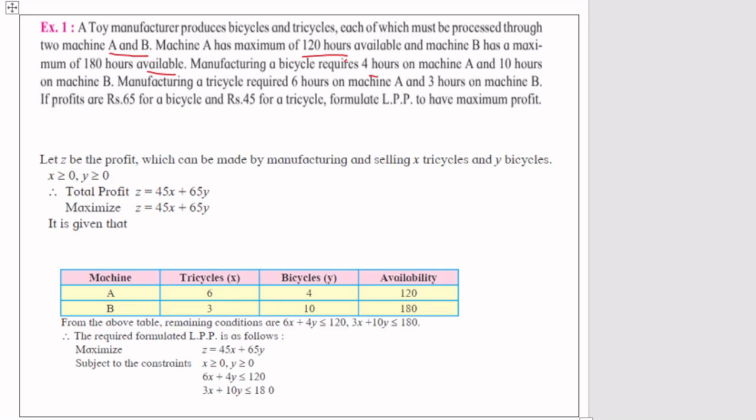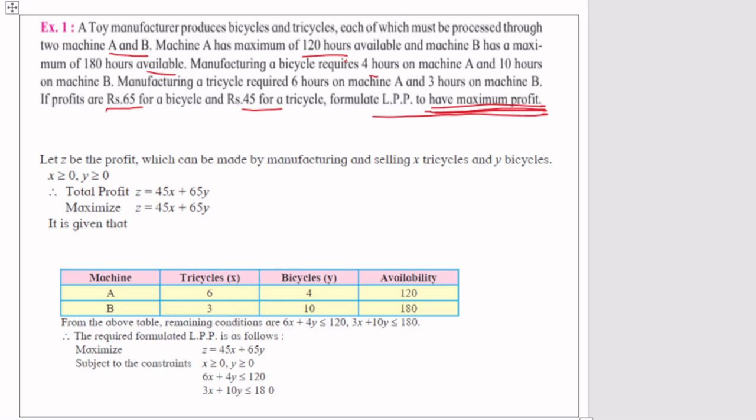Next, manufacturing a tricycle requires 6 hours on machine A and 3 hours on machine B. If the profit on a bicycle and a tricycle is given, formulate the LPP to have maximum profit. Here comes the requirement: we need a maximum profit. We have to frame the equation so that maximum profit can be achieved, right?